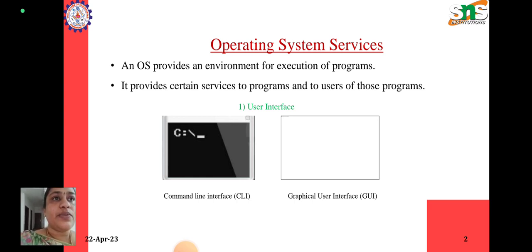It is an interface where we have a windows system with a pointing device like a mouse, or we have menus and we can click those menus. We can also provide inputs using our keyboard. This is the most commonly used and the most user friendly interface that we have. So this is the first and one of the most important services provided by the operating system.